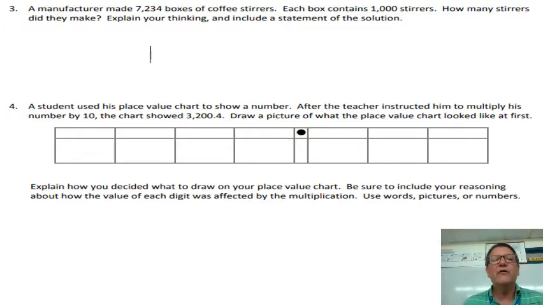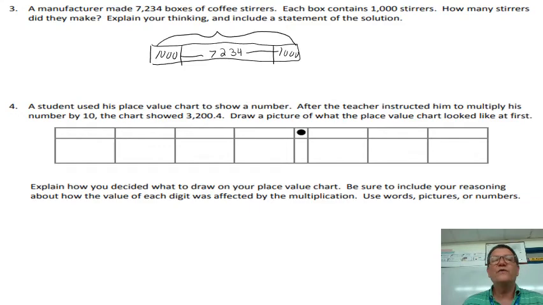So the tape diagram is nothing more than a rectangle. And I'm going to put a box here and a box here. Now I know each box has 1,000 stirrers in it. And we have 7,234 boxes. And we want to know what the total is. Now I can tell by this, I need to take 7,234 and multiply that by 1,000.